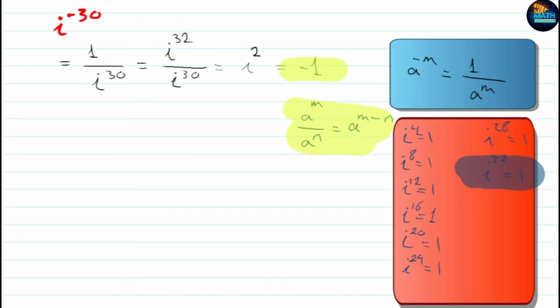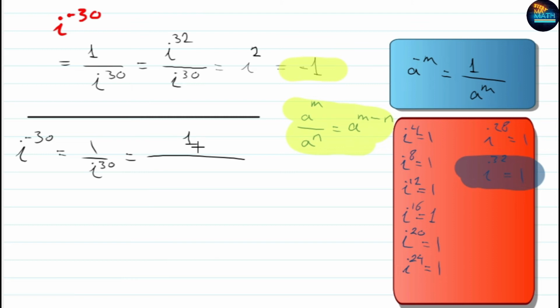Another solution. i to the power of negative 30 is equal to 1 over i to the power of 30. If you break it up, you will find 30 is equal to 28 plus 2. That means i to the power of 28 multiplied by i to the power of 2. Because 28 is a multiple of 4, i to the power of 28 is equal to 1. And i to the power of 2 is equal to negative 1. So it's equal to 1 over 1 times negative 1, which is 1 over negative 1, equal to negative 1, the same answer.